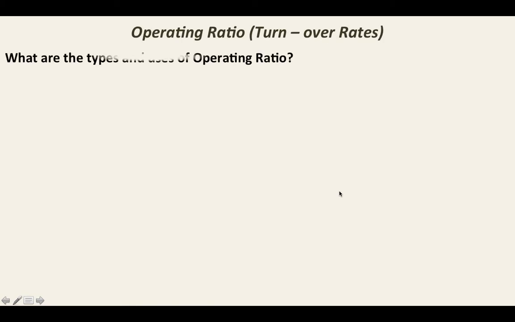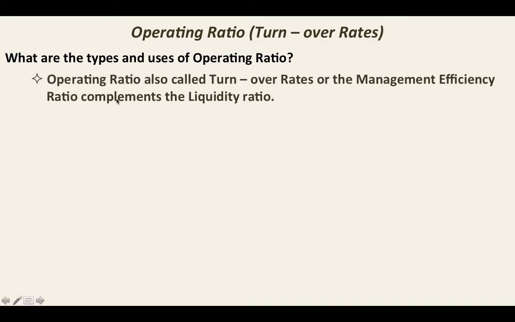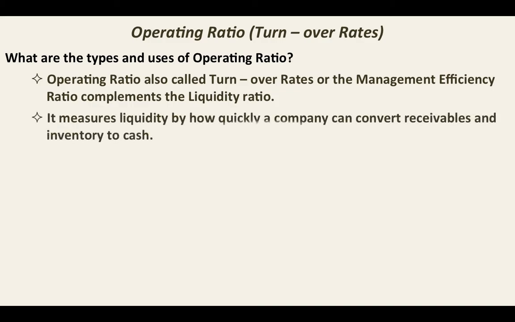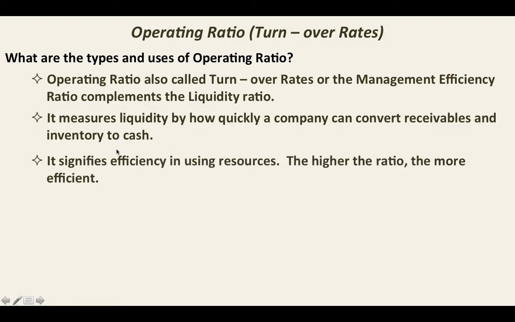Okay, let us discuss the types and uses of operating ratio. Operating ratio is also called turnover rates or the management efficiency ratio, and it complements the liquidity ratio. Operating ratio measures liquidity by how quickly a company can convert receivables and inventory to cash. Operating ratio measures efficiency in using resources. The higher the ratio, the more efficient.